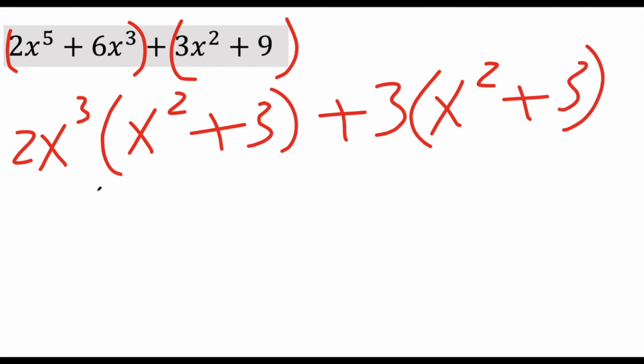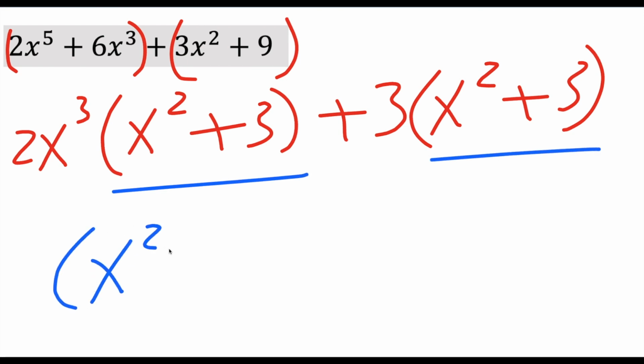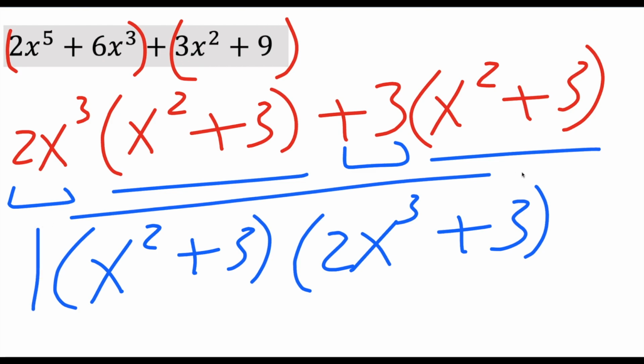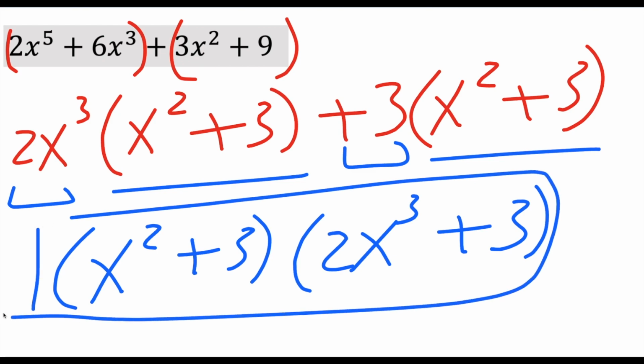Again, something matches, this piece and this piece match. Because it matches, we get to copy it. And then we do the leftover pieces. So this is a leftover and this is a leftover. So we're going to put the leftovers into another parentheses. And this right here is our final answer. And that's all we need to do to factor by grouping 4 terms.